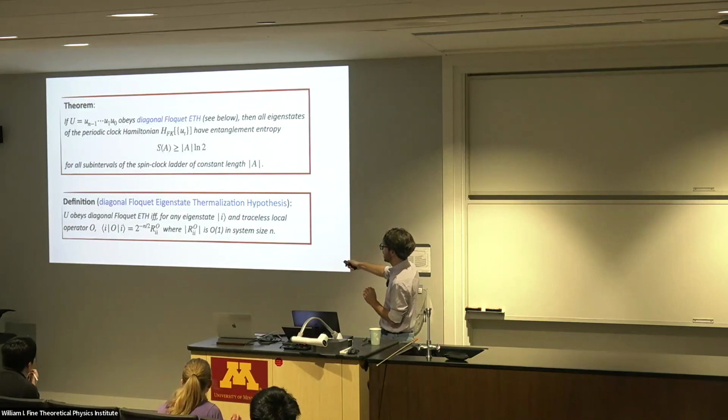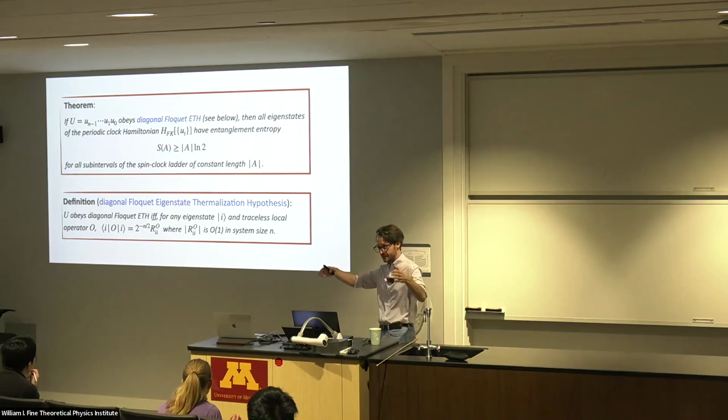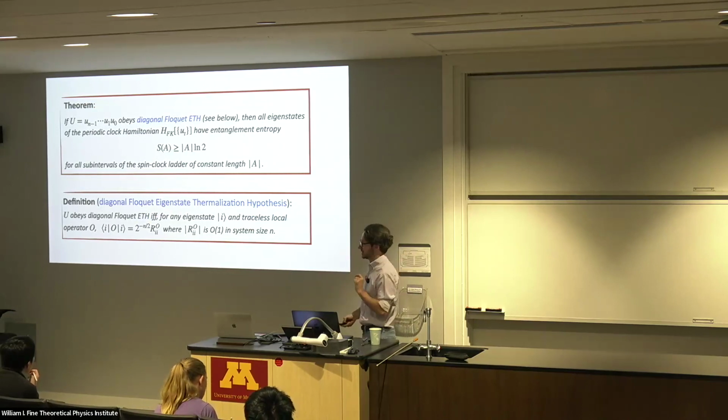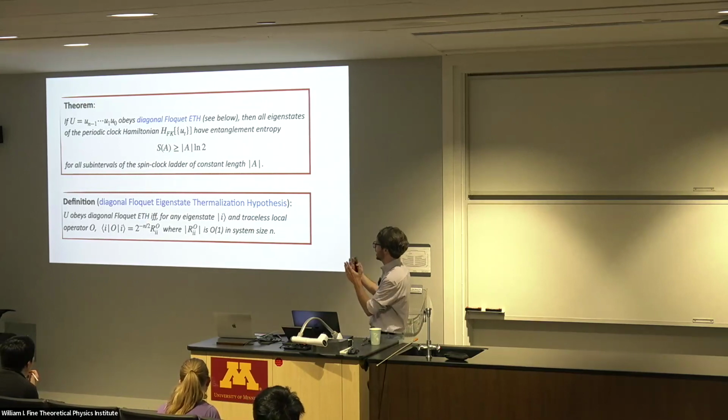We can lower bound the entanglement entropy of any one of these subintervals, at least for any sort of constant length in general, with a physical assumption, which is precisely the nature of these Floquet eigenstates, which is in jargon called the Floquet ETH.